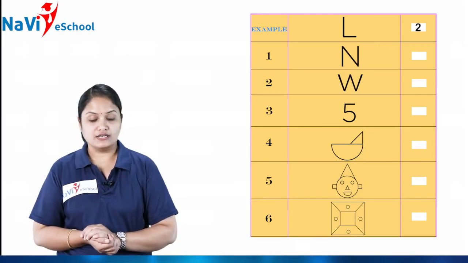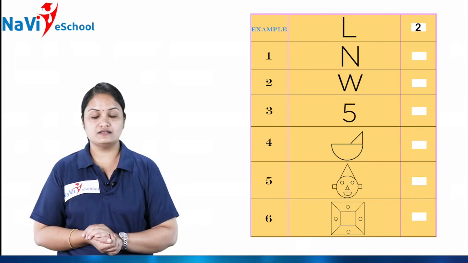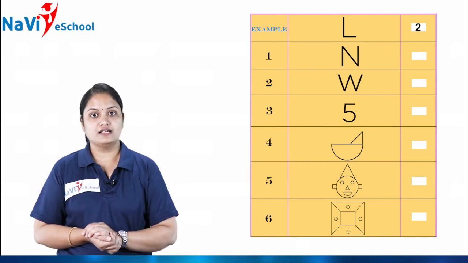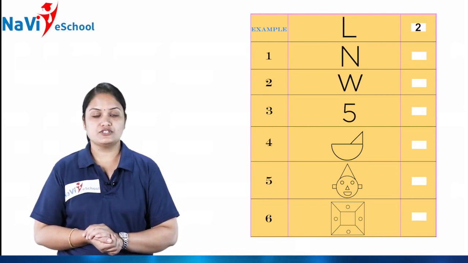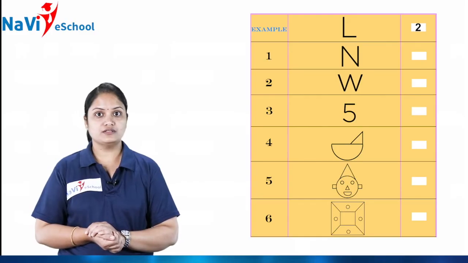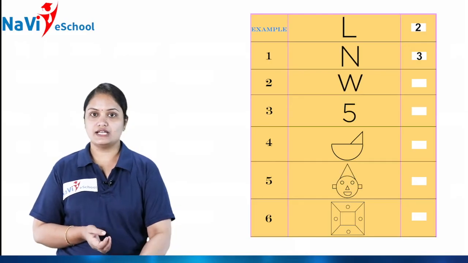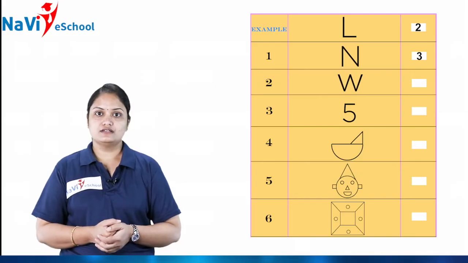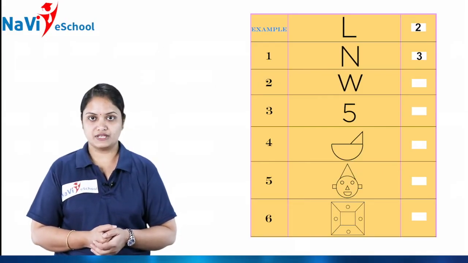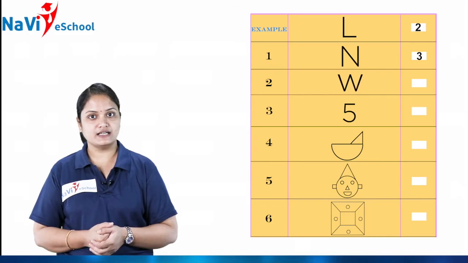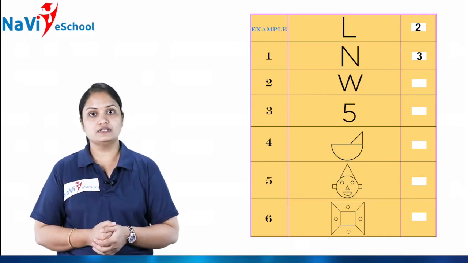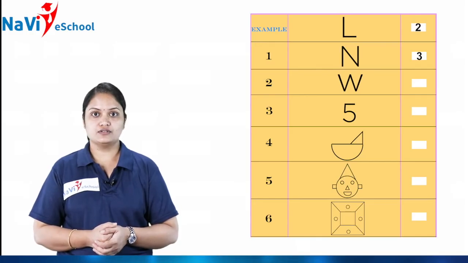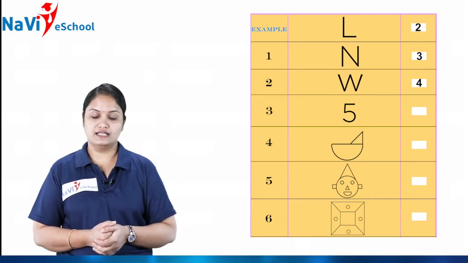Very good. Next here we have the letter N. In this, how many straight lines do you have, children? Count them. 1, 2, 3. Yes, you have 3 straight lines. And next comes which letter? W. In that, how many straight lines are there? 1, 2, 3, 4. So 4 straight lines are there.